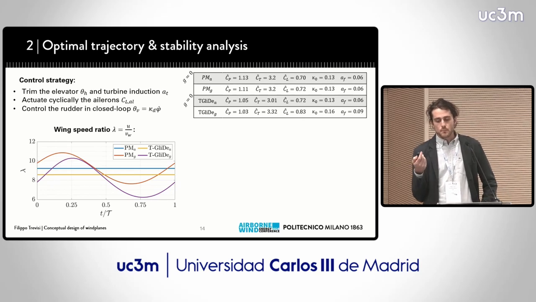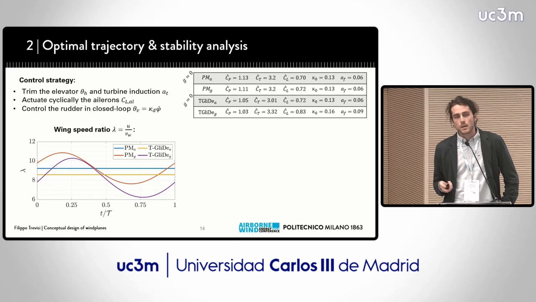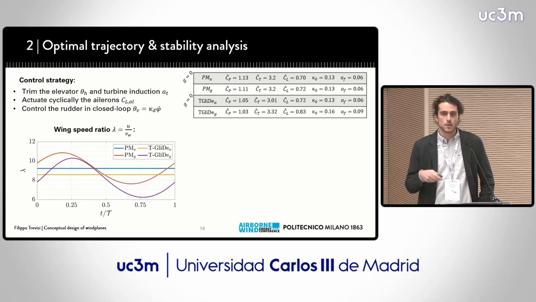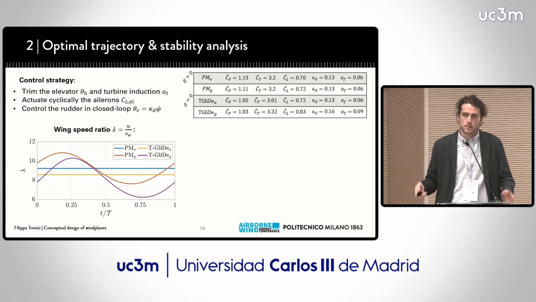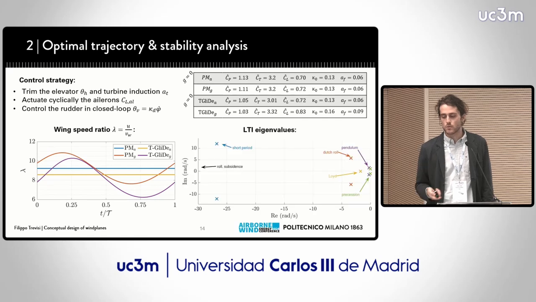So the control strategy I used was basically an open loop in which I trim the horizontal stabilizer, the elevator, and the turbine induction to constant values over the loop. I actuate cyclically the ailerons, and I control the rudder in closed loop. Why the rudder in closed loop?